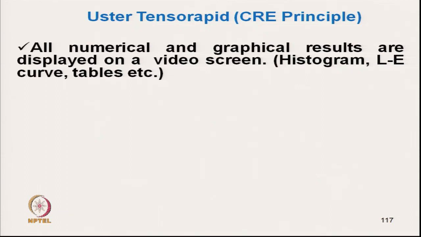All numerical and graphical results are displayed on a video screen. On a video screen we can display everything in the form of a histogram, load elongation curve and table form. So, it is totally automatic, we only have to feed the cones or bobbins, typically ring bobbins, you just put them there, and it will automatically test a large number of samples and give the histogram and everything.